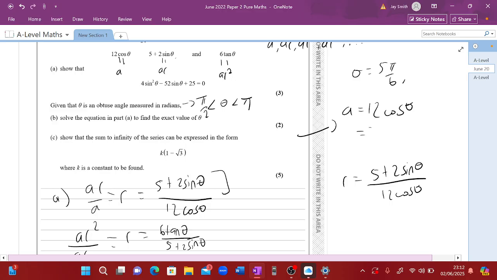So therefore, if I plug 5 pi over 6 into these values, 12 cos of 5 pi over 6 is going to be minus 6 root 3. And R then is going to be 5 plus 2 sine of 5 pi over 6, and then 12 cos theta is going to be 12 of cos of 5 pi over 6. And the ratio would be minus root 3 over 3.